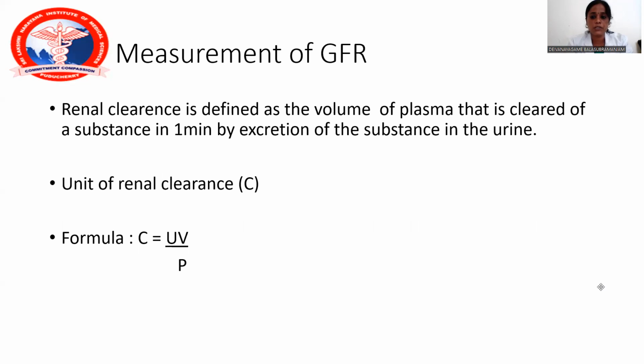So how is it measured? GFR is measured by the renal clearance test. So what is renal clearance? Renal clearance is defined as the volume of plasma that is cleared of a substance in 1 minute by excretion of the substance in the urine. The unit of renal clearance is C, and the formula for that is C = UV/P.